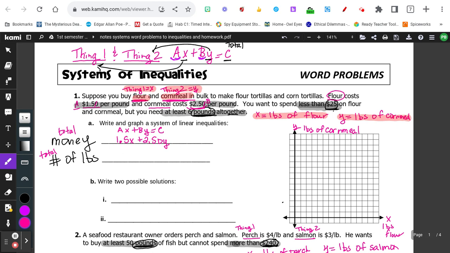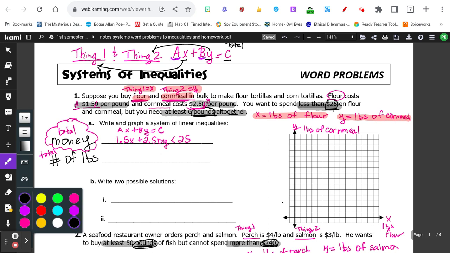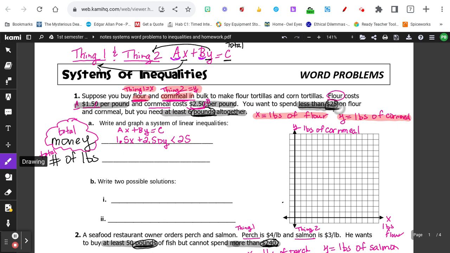And because it says we want to spend less than $25, I'm going to put less than 25. Now, if you'll notice over here, my first inequality deals with the total amount of money I want to spend, which is less than $25. But not only did you have less than $25 for money, you need at least 6 pounds of flour and cornmeal altogether. So my second inequality is going to deal with the number of pounds of flour and cornmeal.